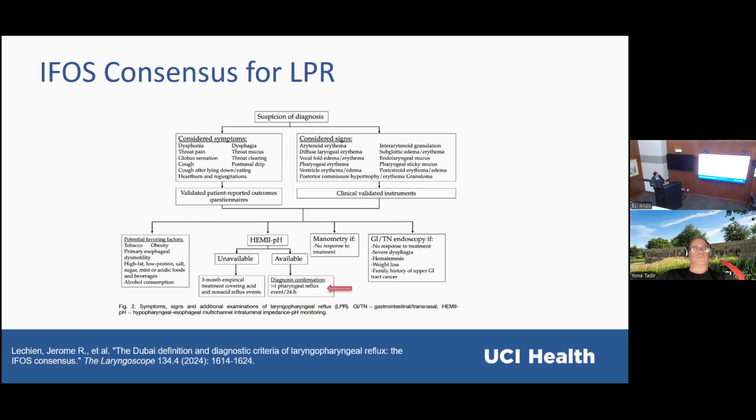So we don't really have great diagnostic criteria for reflux getting to the throat. A bunch of ENTs, gastroenterologists, and surgeons met in Dubai and made a consensus for what they deem as someone who could test positive for laryngopharyngeal reflux disease. Basically, they just decided on having this impedance catheter in the throat for 24 hours. And if you have greater than one event, that classifies you as having the disease.